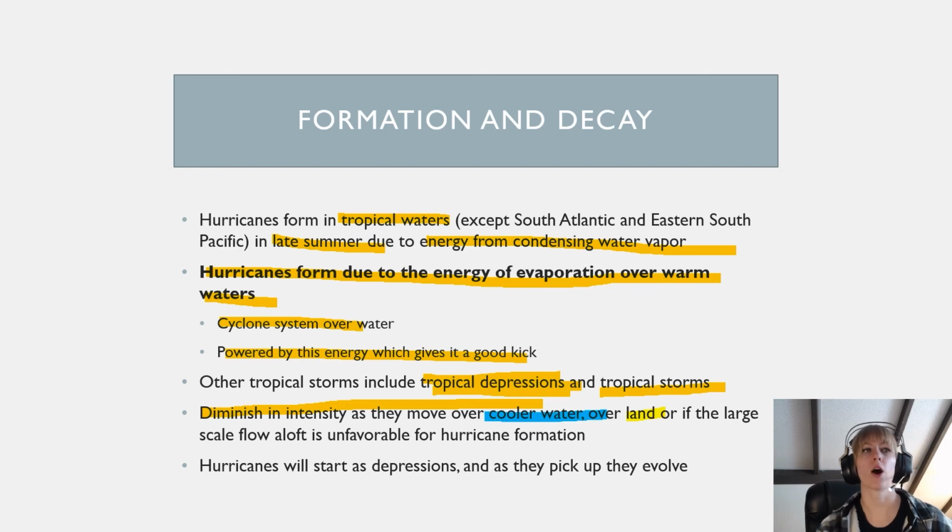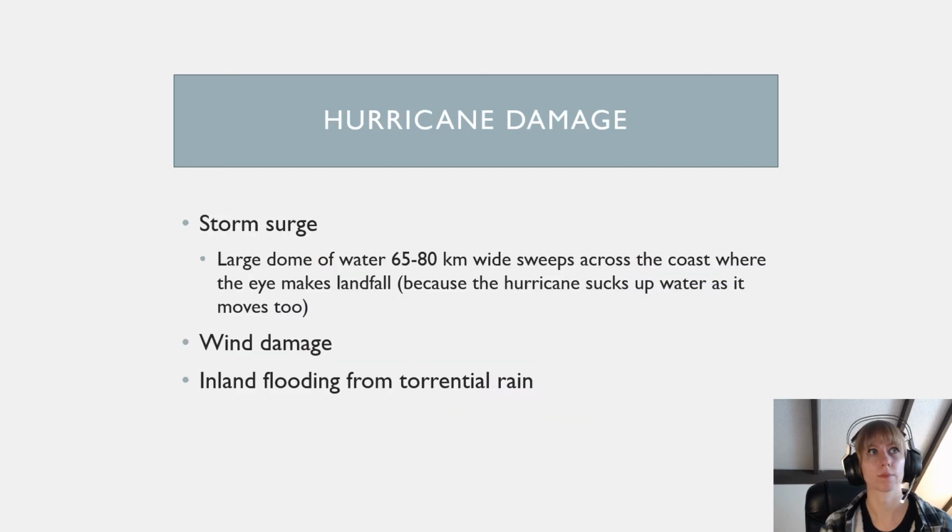They all start as depressions, and they pick up and evolve, so they get stronger. The longer they are out at sea in the warmer tropical waters, the stronger they will become. Once they hit land, they will slow down. If it goes up into the Atlantic Ocean, Northern Atlantic, the water is cooler, it will slow down. It's very rare that up north we get hit with anything very strong. So when we do get hit, it's pretty devastating.